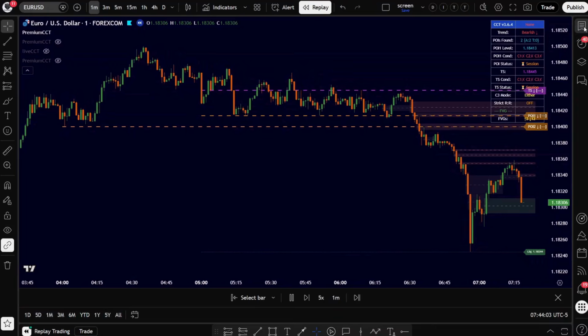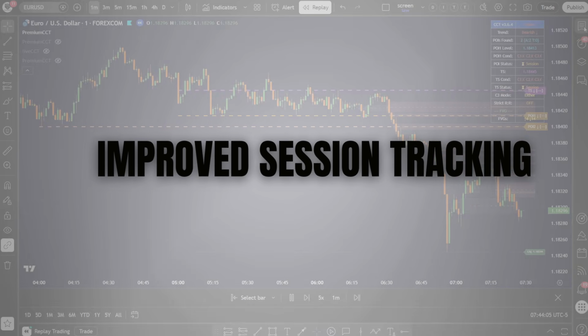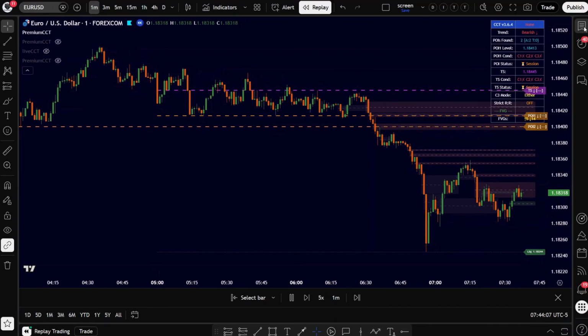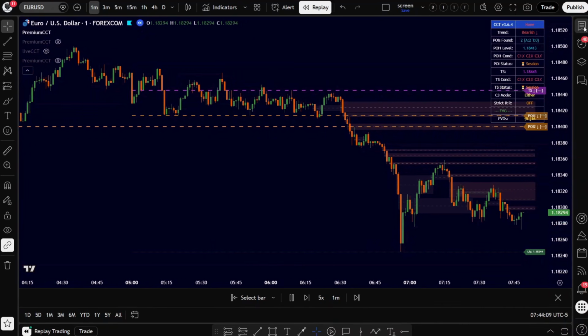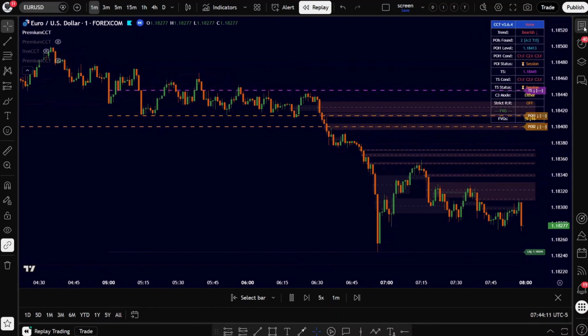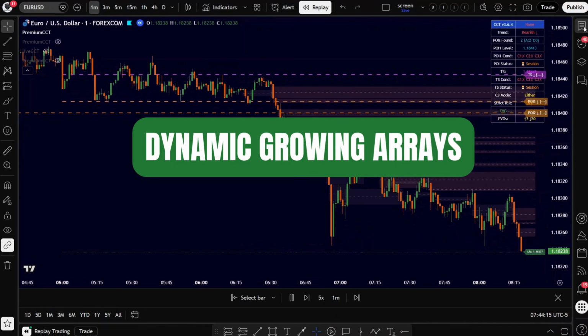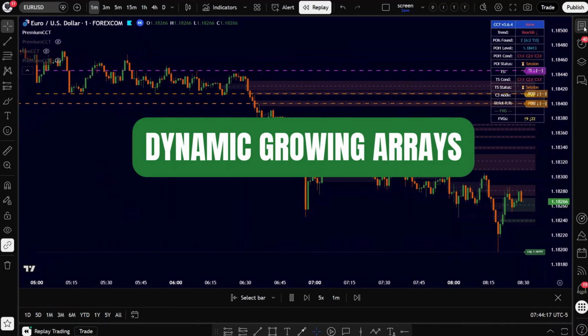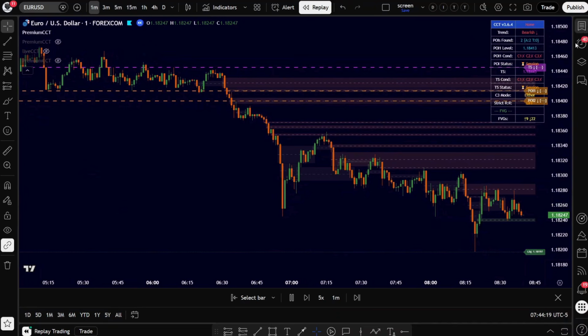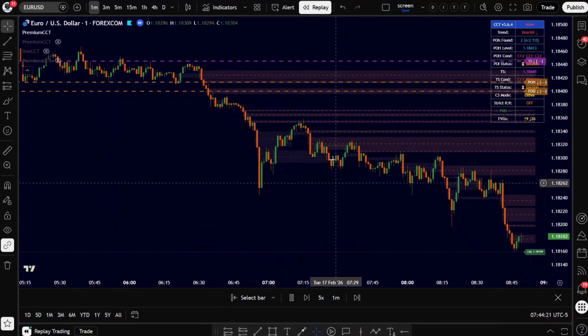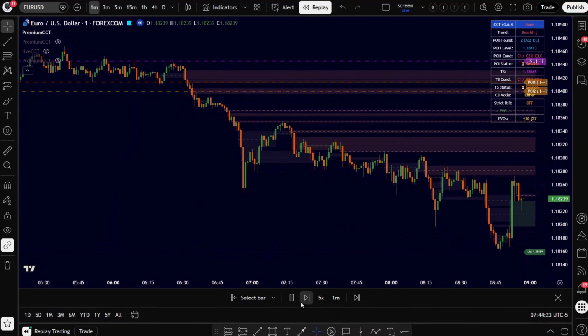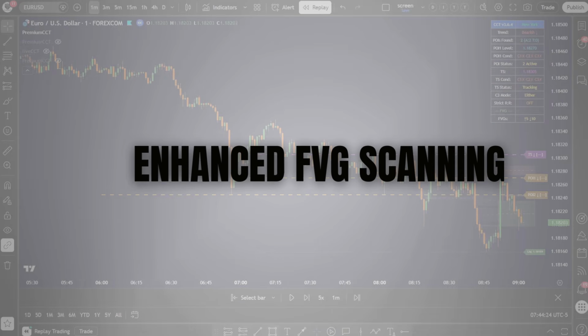The third update is improved session tracking. The old method used fixed array sizes and could lose session data on long charts. There were potential gaps in historical tracking. The new method in version 3.6 uses dynamic growing arrays. It maintains up to 10,000 bars of session history, and it provides reliable session checking for entry scans even far back in history.